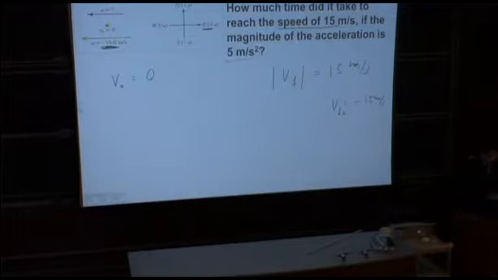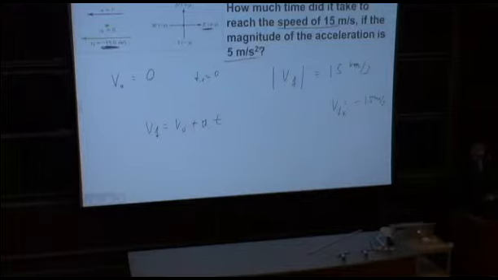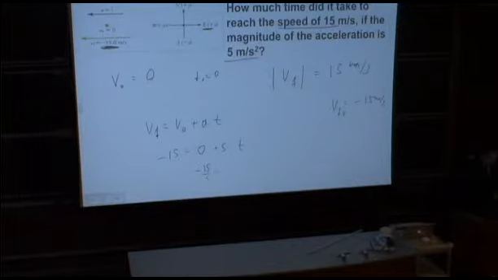So the magnitude of the acceleration is 5 meters per second squared. Now we can write the velocity equation. The velocity equation says velocity final equals velocity initial plus acceleration times time. Well, we start measuring time from 0. T initial equals 0. That's a normal agreement and normal assumption. We don't even say it usually. Now we plug in numbers. Negative 15 is equal to 0 plus 5 times time. Negative 15 over 5 equals time. Time is equal to negative 3 seconds. Done.